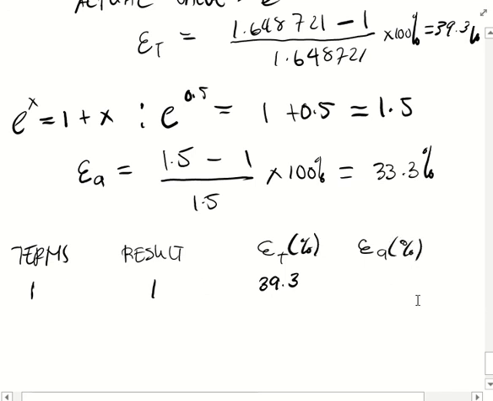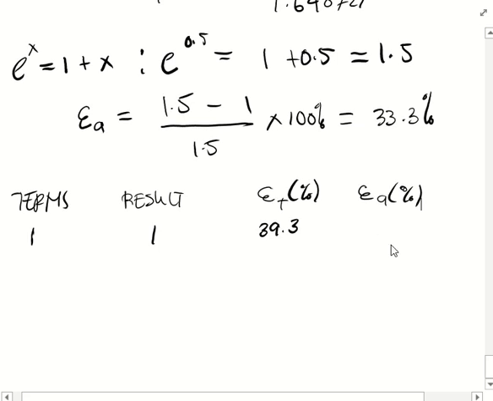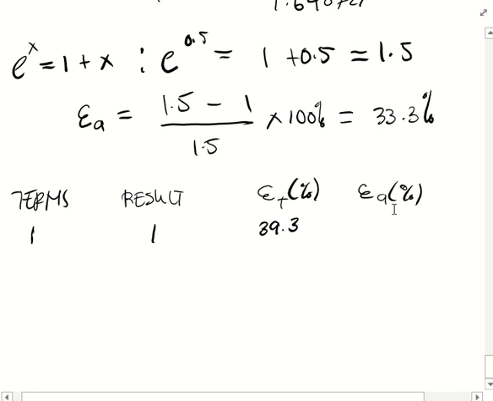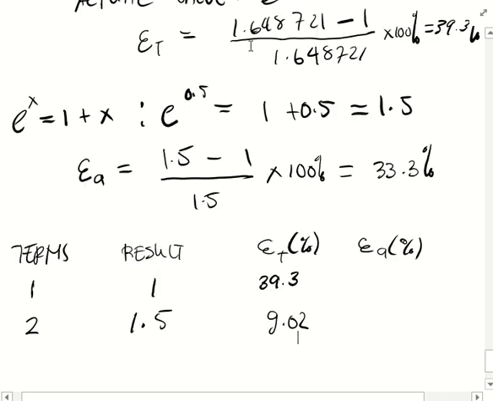At the first term, we don't have any approximate error because we don't have the previous approximation. It's the first approximation. We only have approximate error on the second term. So on the second term, this will be e raised to 1 plus x. So the result will be equal to 1.5. And what will be the true error? The true error will be 9.02. So how do we solve that one? We solve it using 1.648721 minus 1.5 divided by 1.648721 times 100. And the result will be 9.02.